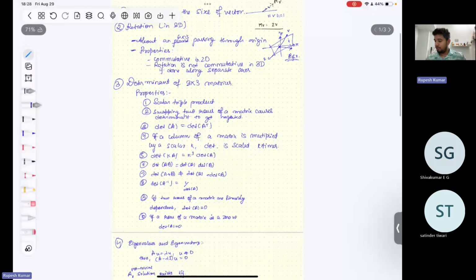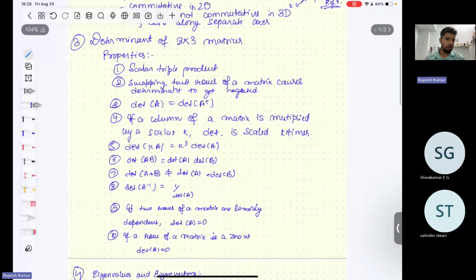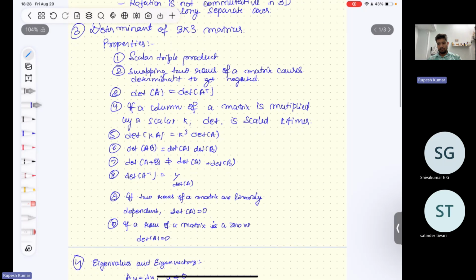Then you saw something about a quantity known as the determinant: first, how it is computed, and second, why it is useful. The determinant of a matrix essentially represents the volume occupied by the parallelepiped formed by the three column vectors of that matrix. The value of the determinant is equal to the scalar triple product.